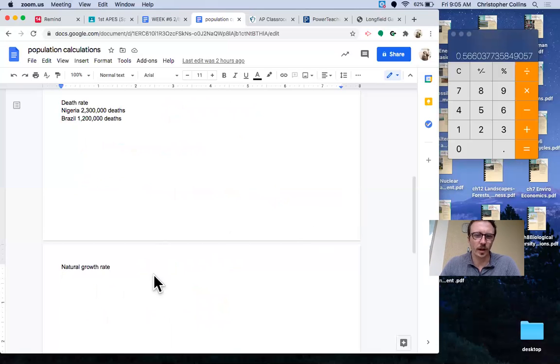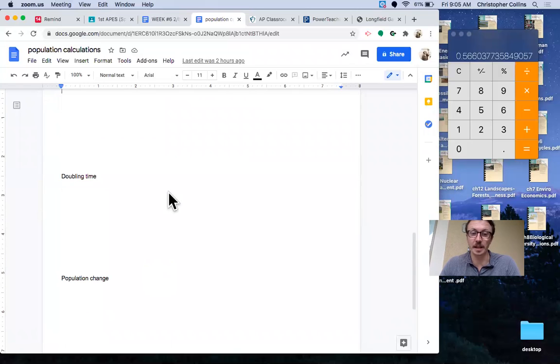Okay, scroll down and we can calculate something known as the doubling time, right? So how long will it be before these populations double in size? And we call this the rule of 70. So you just take 70 and you divide it by R, the natural growth rate or the growth rate we calculated earlier. And so for Nigeria, we would do 70 divided by 2.7, and then for Brazil, we do 70 divided by 0.8. This will tell us the number of years that will be needed for this population to double in size.